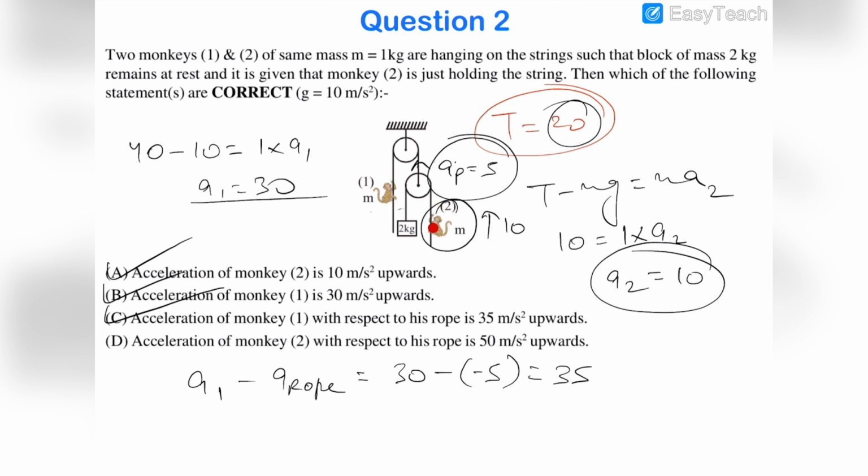So this rope and this monkey are not moving relatively, because it is given that monkey 2 is just holding up the rope, which means he is not trying to move up or down with respect to the rope. Therefore his acceleration with respect to rope would be 0. So this is incorrect. So the correct answers are A, B and C. Now we move on to the next question.